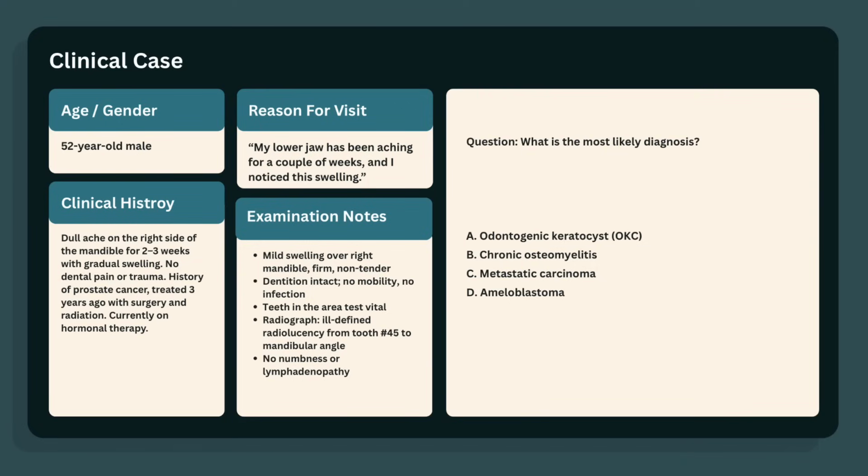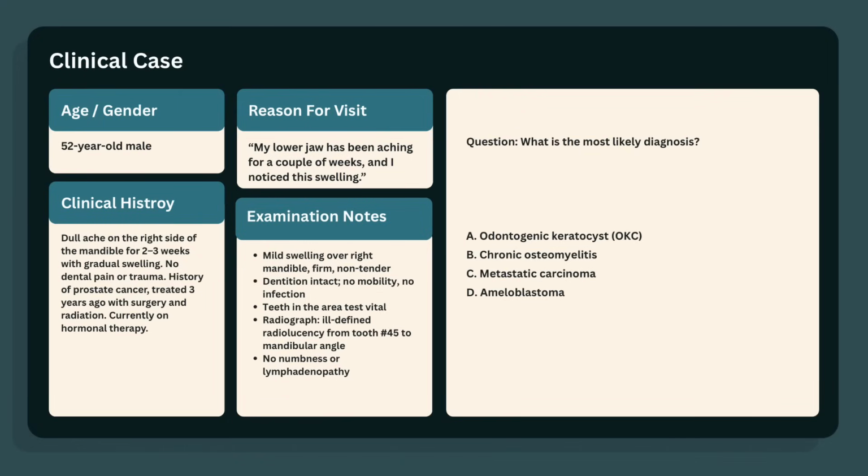Then we've got ameloblastoma, and yeah, that's a good thought. It's a slow-growing, locally invasive tumor that commonly affects the mandible. It often presents in the molar ramus area and can cause expansion and radiolucency. But here's the thing, ameloblastoma is typically well circumscribed, multilocular, and often causes root resorption or buccal lingual expansion. Again, stuff we're not seeing here. So, not a great match.